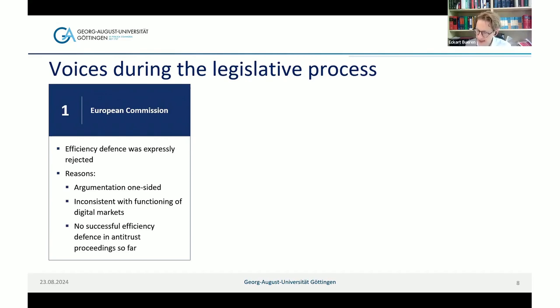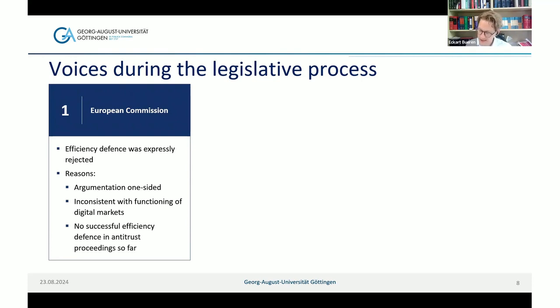It argued that the past experience has been that efficiency arguments by the big companies, including the platform companies, have usually been one-sided. So they have very much been from the perspective and for the utility of the big companies. And it's inconsistent with the functioning of digital markets, because it's a widely shared finding that competition in the digital economy is not functioning sufficiently, to the detriment of users and society. That's what the Commission said.